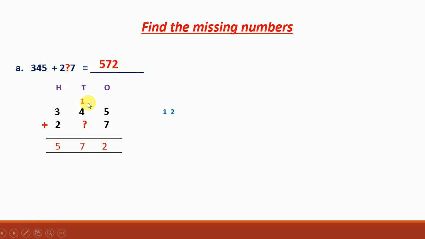Okay, so tens place, now we are having 1, 4 and one more digit in the tens place that we don't know, right? So that we have to find. So let us add the numbers 1 and 4. 1 plus 4 is 5. Okay, but in your answer you are having 7 tens, isn't it? So you are having 7 tens.